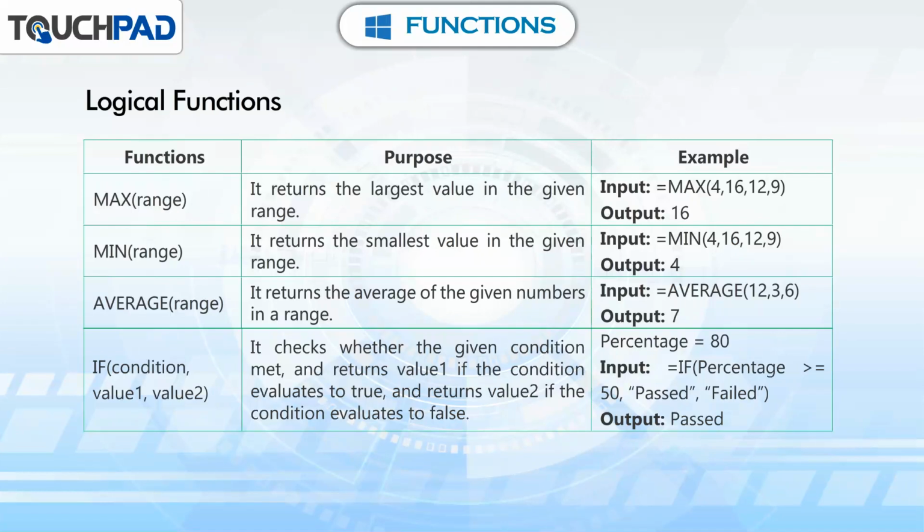Output: 4. AVERAGE(range) returns the average of the given numbers in a range. Input: =AVERAGE(12, 3, 6). Output: 7. IF(condition, value 1, value 2) checks whether the given condition is met and returns value 1 if the condition evaluates to true and returns value 2 if the condition evaluates to false.